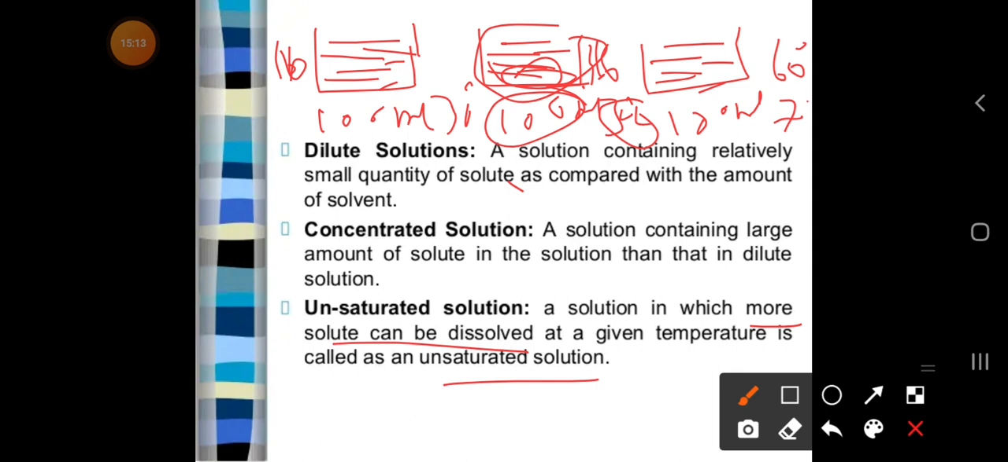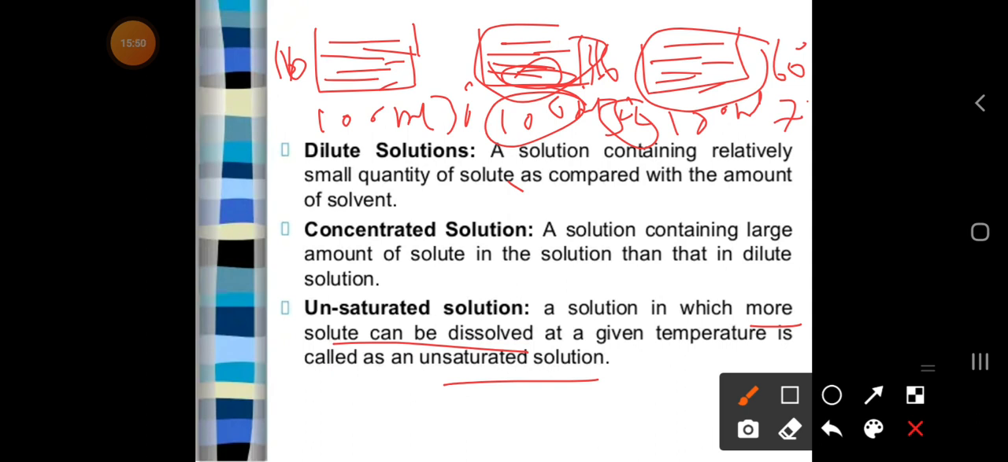For example, if you are preparing a sugar syrup, and you take less water and more solute, say 200 grams for 100 ml of water, it is not going to dissolve in the water. When you heat that compound, it is going to dissolve. So when it forms a supersaturated solution, it is taking more quantity of solute. That we call a supersaturated solution.